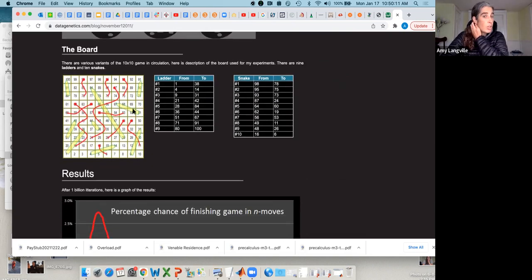Okay, so here is our from and to. Here's a ladder that takes you from 1 to 38. That's your from state and your to state. All the ladders are described, and all the snakes or chutes are described. They take you backwards. There's one from 98 that takes you down to 78.